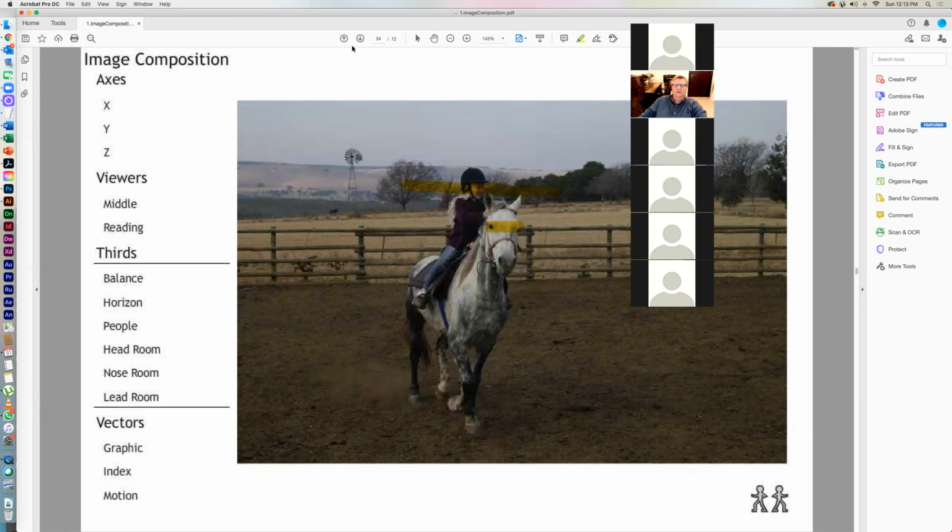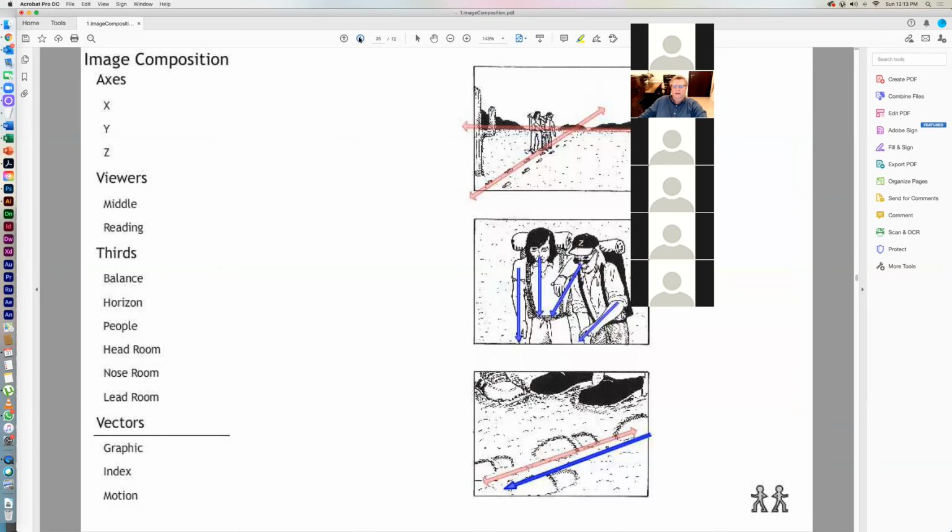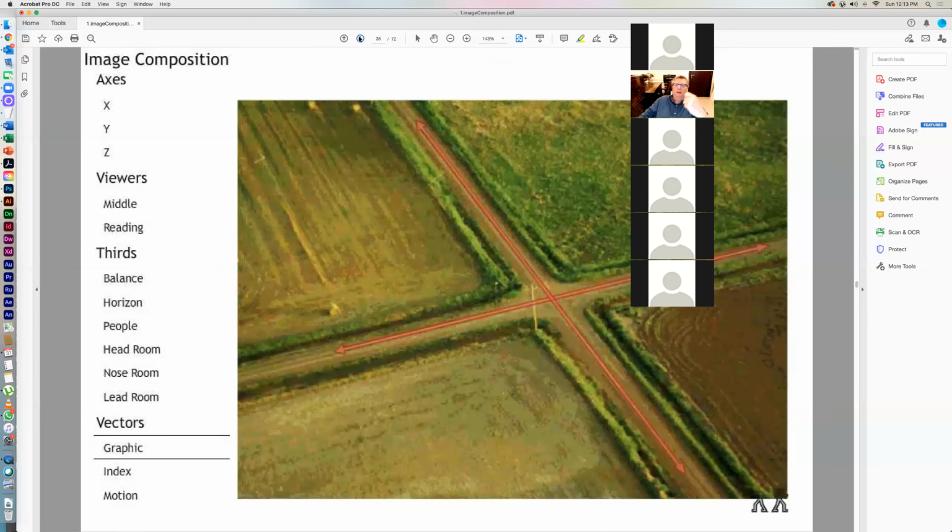Okay, in the same way, there are vectors that help us understand composition, and these are graphic vectors. Those graphic vectors, indeterminate, give us lines to look across. We follow them very naturally. This one we're not totally sure where to look, but those are the strongest vectors.